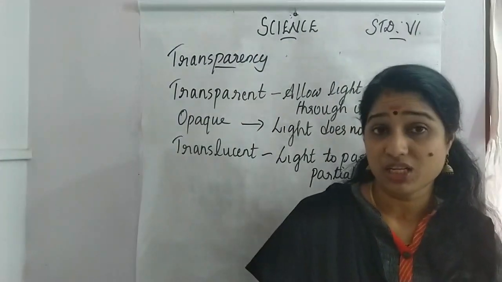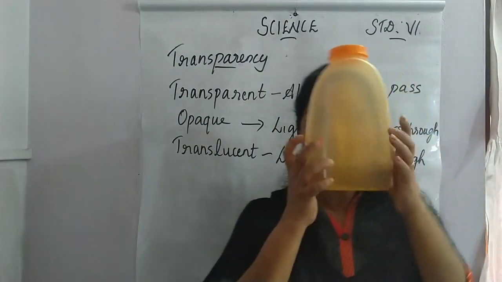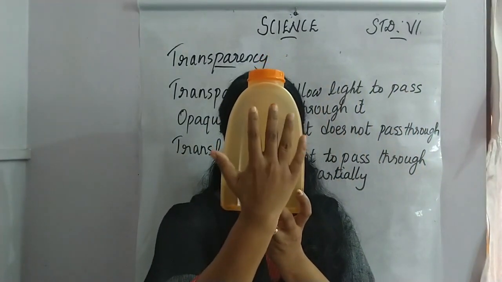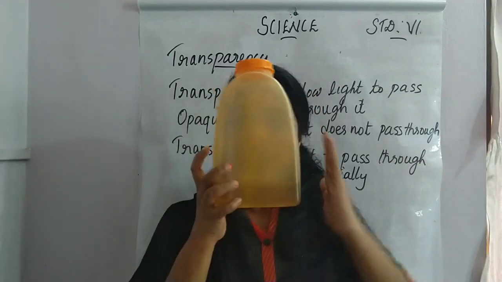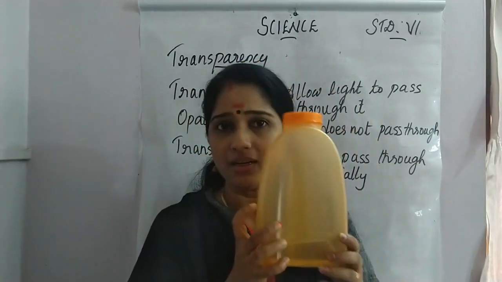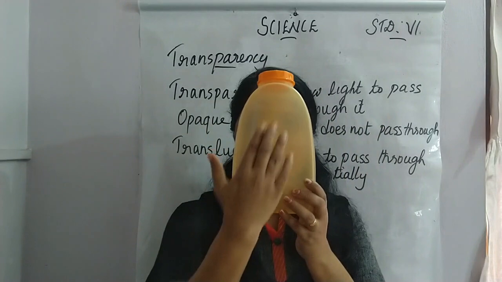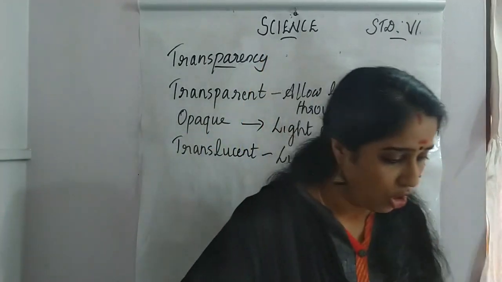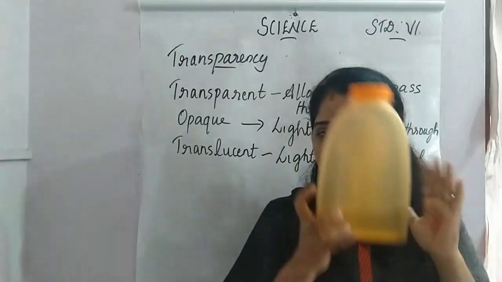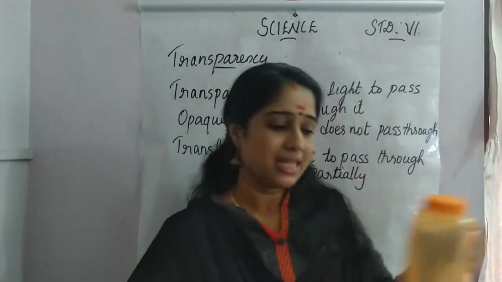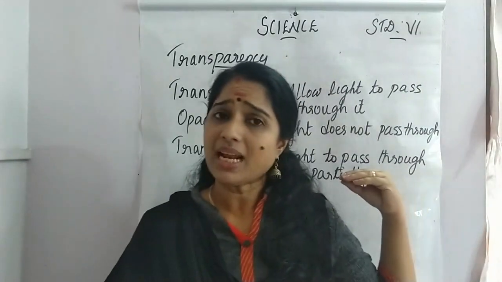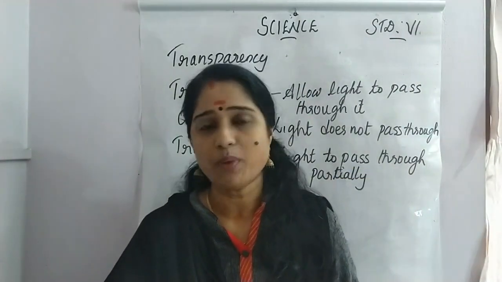See, some types of plastic are an example. Just observe this plastic. Of course, light is passing through it and I can see my hand, but it is not very clear. What is there behind that is not much clear to me, because this is an example of a translucent object. So this type of plastic is an example of a translucent object.